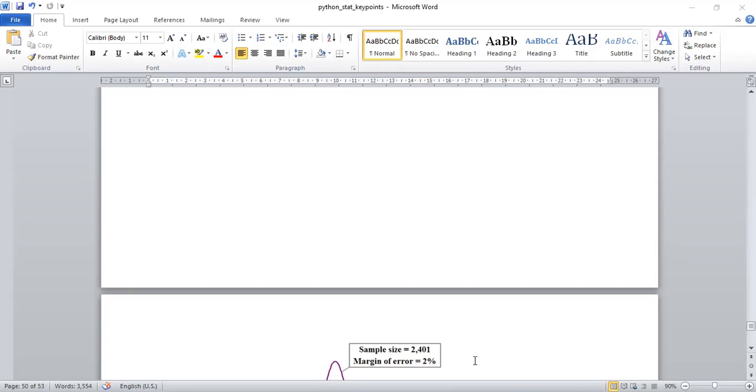In a different way, you can say a 95% confidence level implies that 95% of the confidence intervals would include the true population parameter. Because different samples give different confidence intervals, out of 100 confidence intervals, 95 are going to include the true population parameter. That is another way of how you can interpret this confidence level.